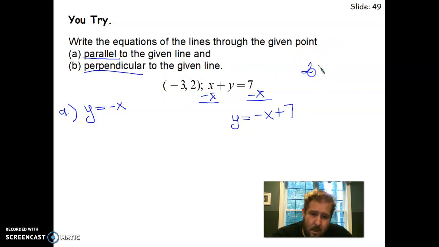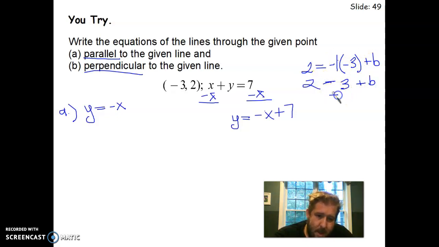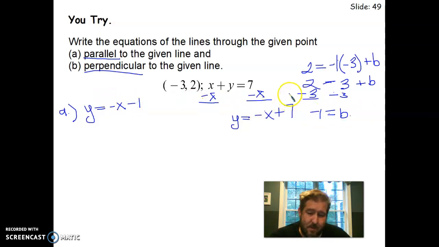So let's see, 2 equals, the slope is negative 1 times x, which is negative 3, and then plus the y-intercept. So that becomes positive 3, and then add 3. Oh, wait, that was positive, so subtract 3. Sorry, subtract 3. So b is negative 1. All right, so it looks like negative x minus 1 is the answer for part A.